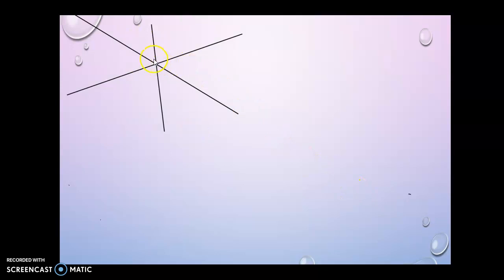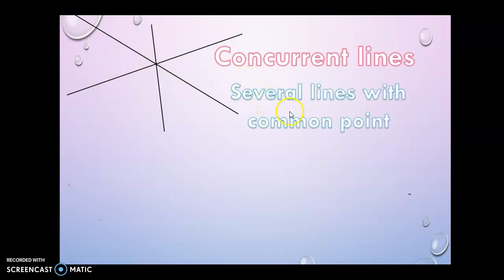I've drawn a few lines and I've got a point where they all intersect. Okay, so we call these concurrent lines. So what are concurrent lines? There are several lines with a common point. So here's my common point here. Okay, here's my common point there. All right, several lines with a common point, then I will call this my point of concurrency. So where they all meet is my point of concurrency.